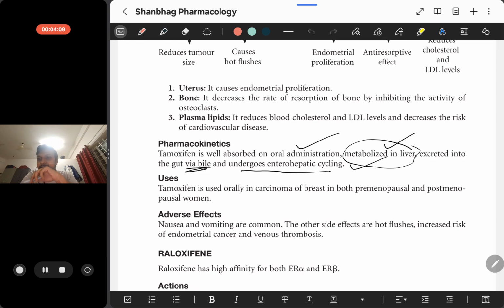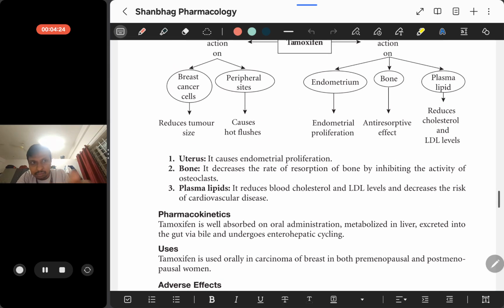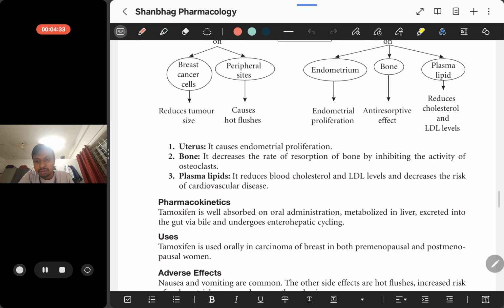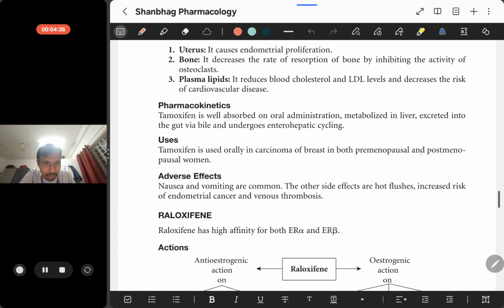First, let's see the uses of tamoxifen. It is used orally in carcinoma of the breast, as we saw above. We can notice that it reduces the tumor size, so it can be used in carcinoma of the breast. It can be used in both premenopausal and postmenopausal women. There is no rule that only premenopausal women or only postmenopausal women should take it.